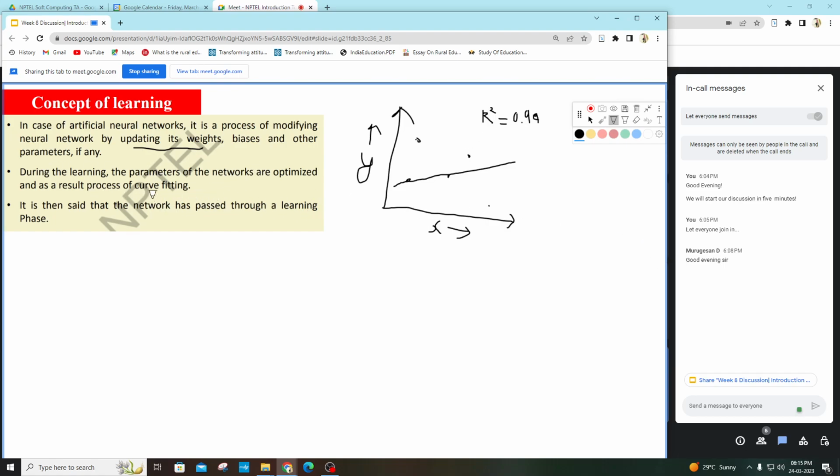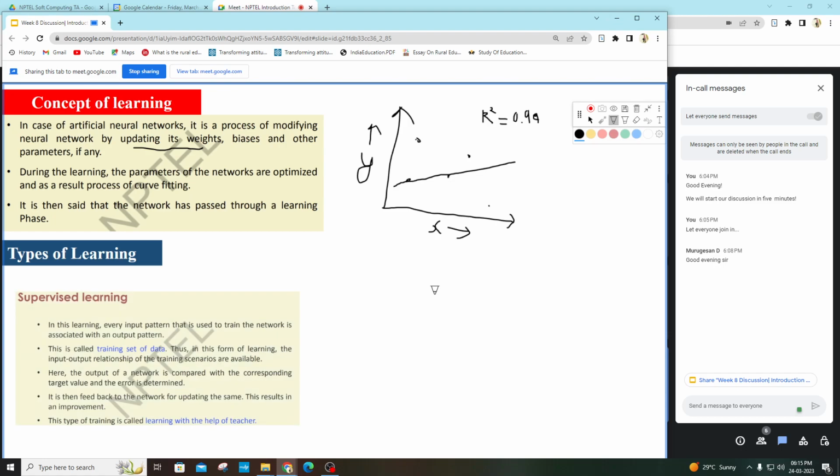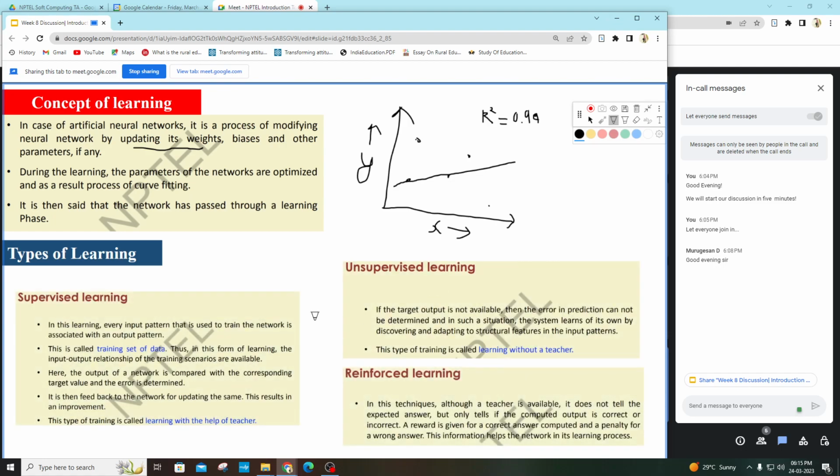Now the neural network also learns in the same way, but I will tell you in a few minutes how it learns. Basically, there are 3 types of learning. One type of learning is known as supervised learning.